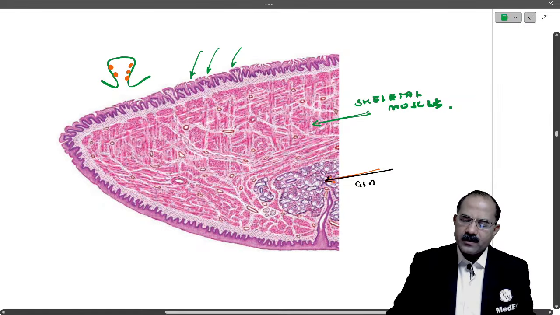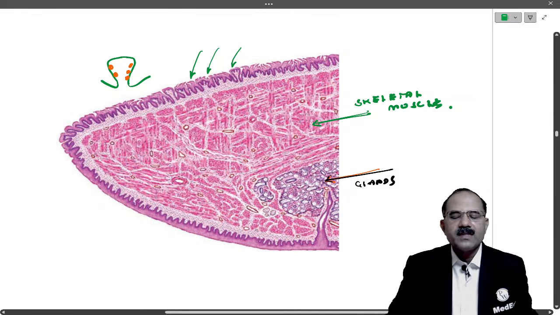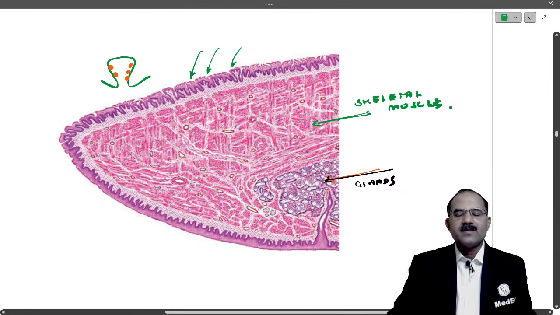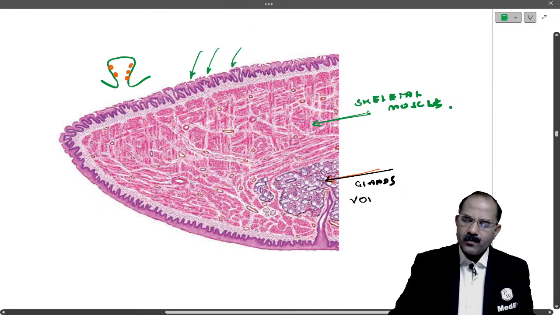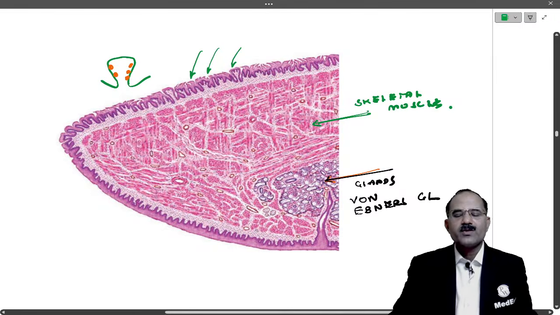What is this? These are the glands. You can see these glands here. Serous and mucous glands. What do you call this? Von Ebner's gland.